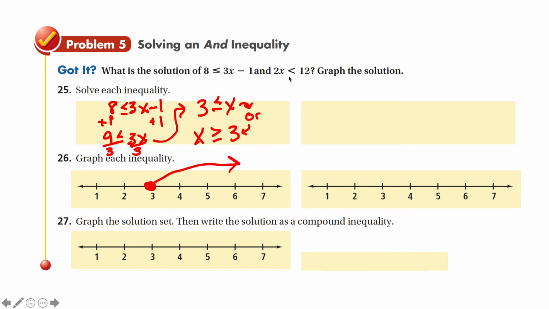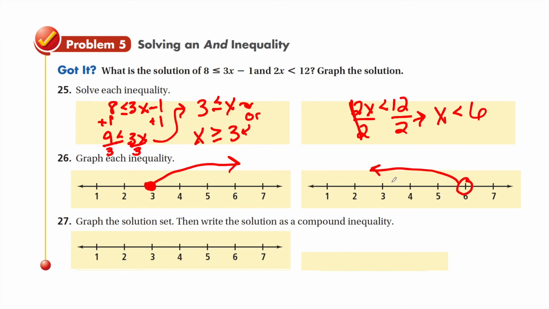What about 2x is less than 12? Well, 2x is less than 12. You just have to divide by 2. When you divide both sides by 2, the 2's will cancel out, and you're left with x will be less than 6. Since it's less than and not less than or equal to or greater than or equal to, we can say that it's going to be an open circle, and it's going to always go to the left for less than. It's going to be showing that the numbers are going down.